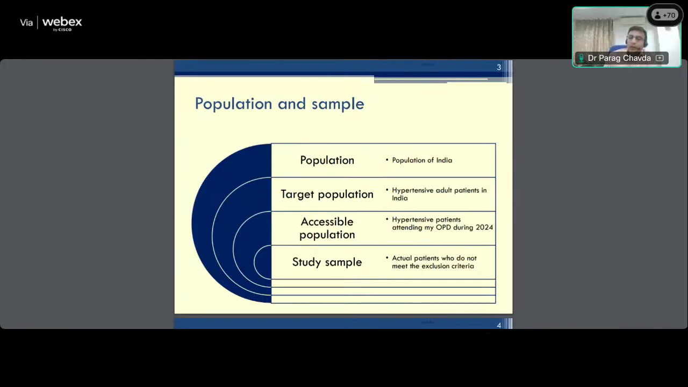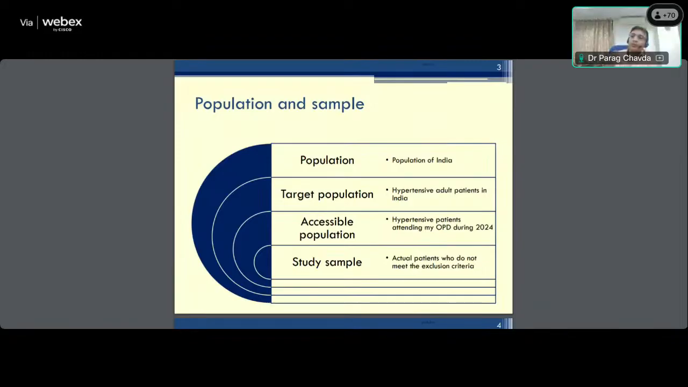hypertensive patients. Since we cannot do our study on the entire target population, we come down to a subset of that target population, and that's what we refer to as accessible population. So accessible population, next slide में हम देखेंगे कि accessible population कैसे define करते हैं. But here the example given is hypertensive patients who are attending my OPD during the year 2024. And these are all people who are accessible to me, but I am not going to study all of them. I am not going to keep all of them in my study.